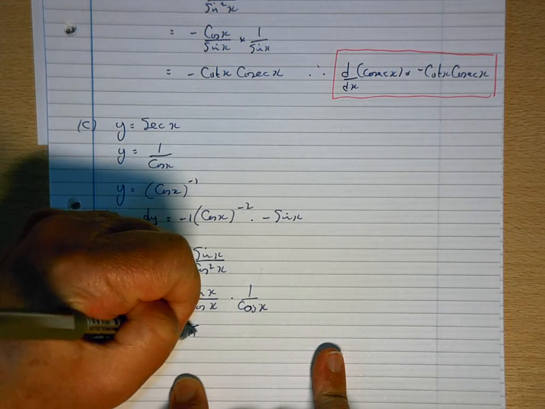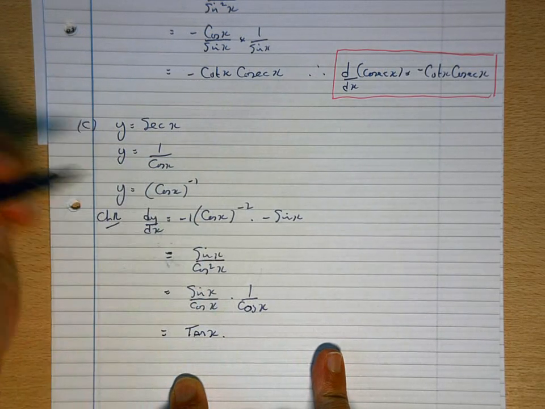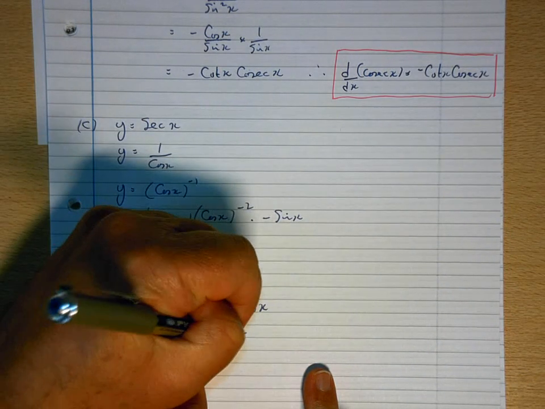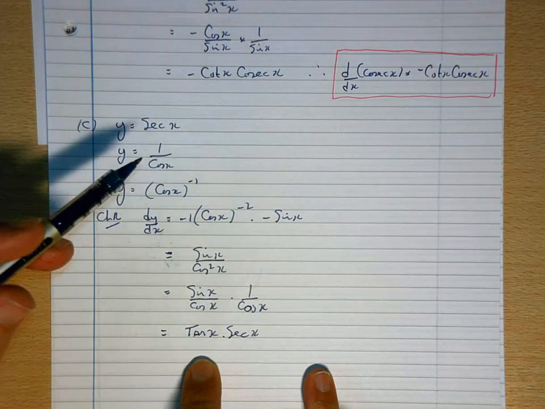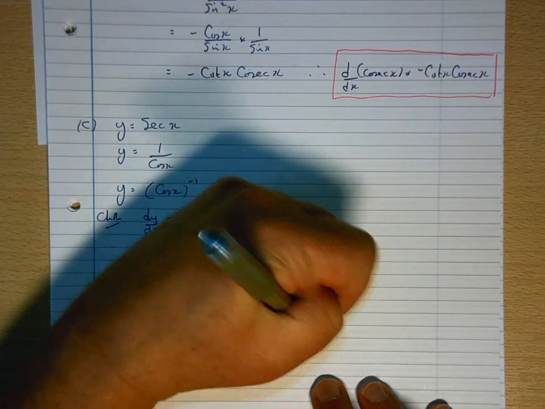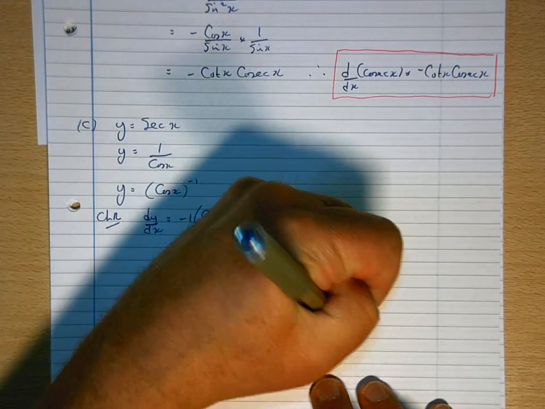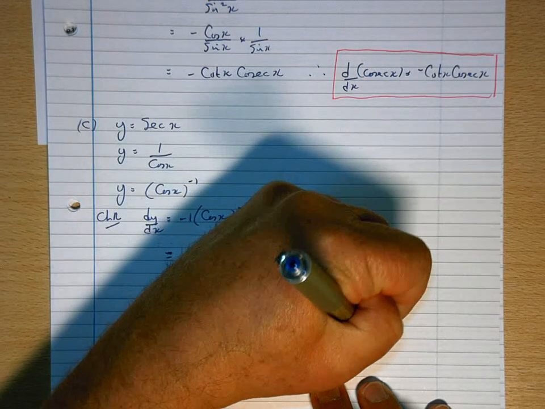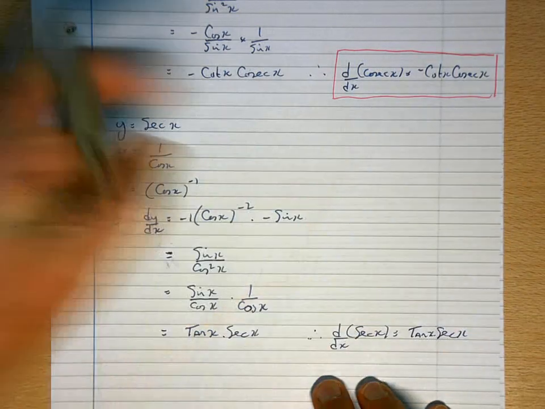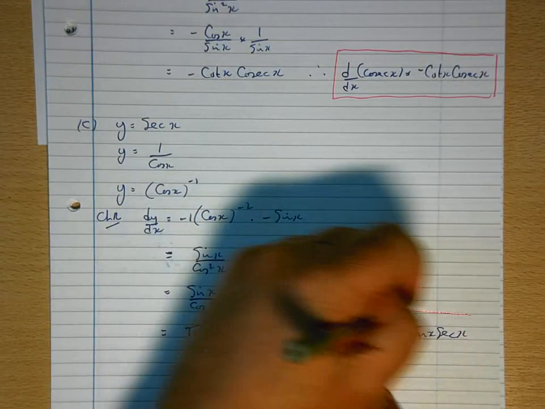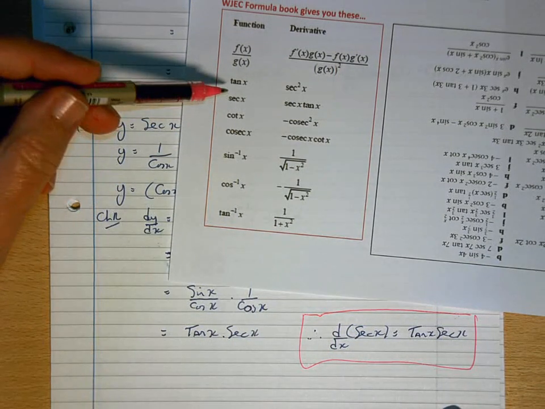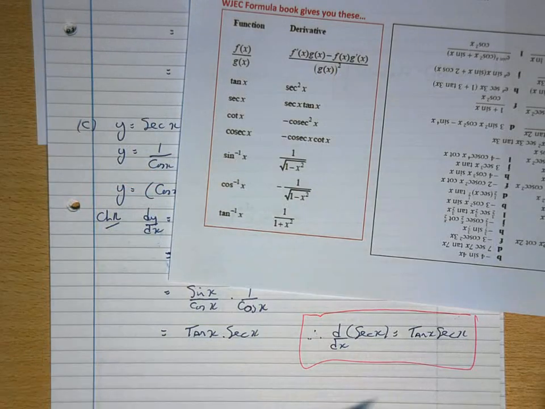Sine over cos is tan. 1 over cos is sec. So when I differentiate sec, I get sec tan, or tan sec. And that's another result that we are given there. So sec tan, or tan sec.